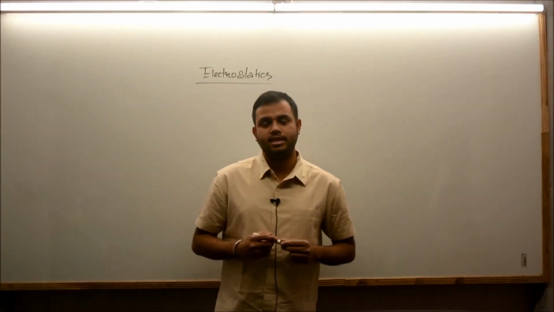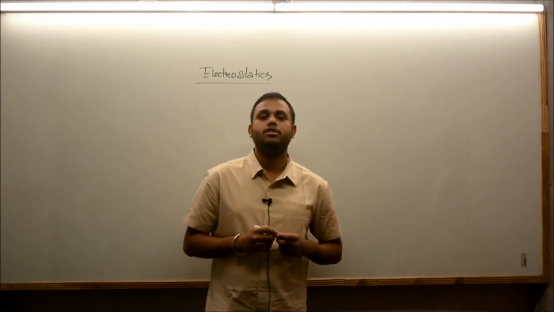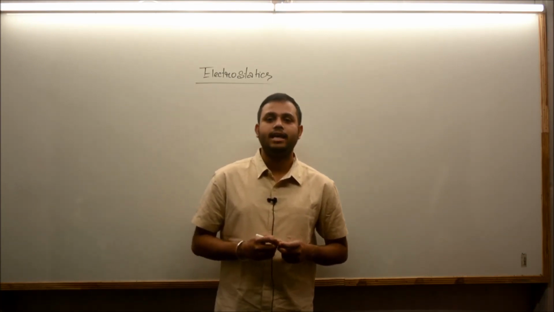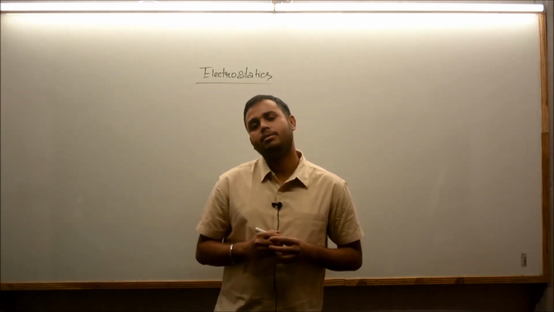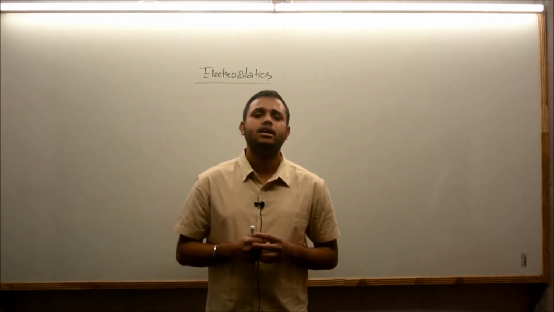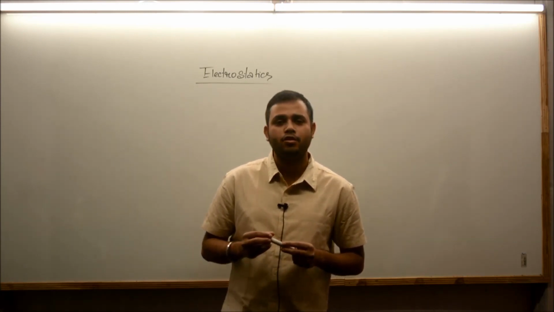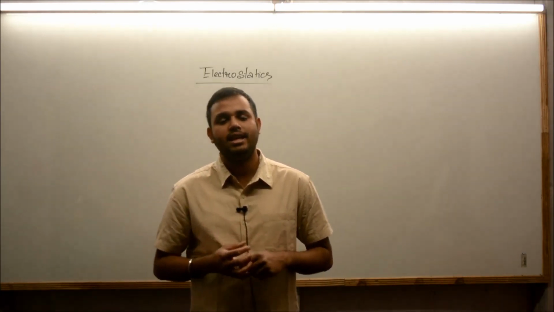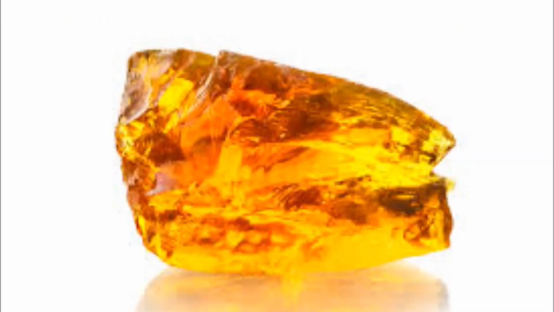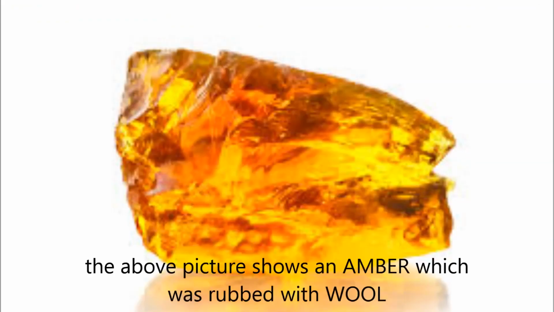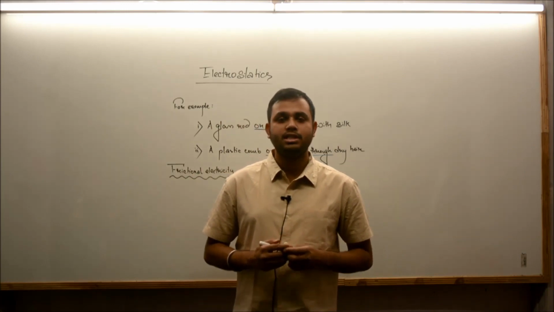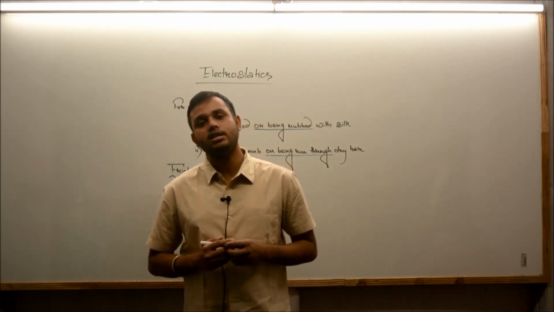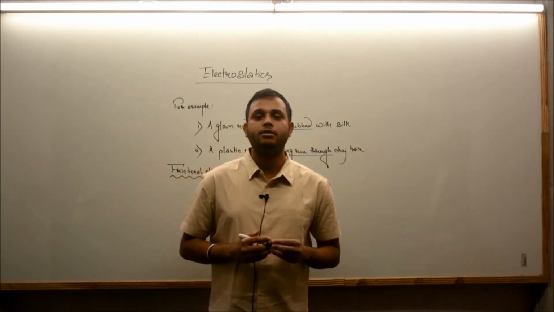In 1600 BC, a Greek philosopher Thales discovered that amber, when rubbed with wool, acquires a property of attracting small objects like pieces of paper, dust particles and dry leaves, etc. There are many other substances which develop this property of attracting small objects after being rubbed.